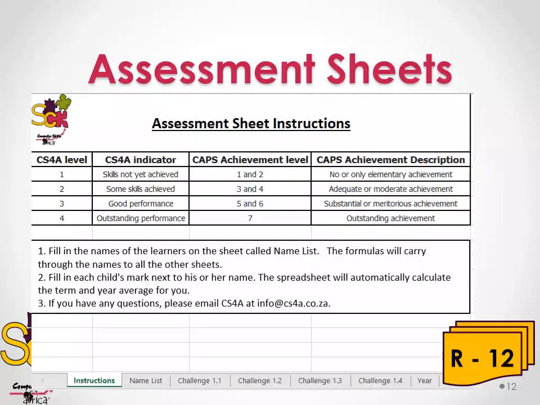What you do is, on the instruction sheets, you read exactly what it explains, how it works. Then you go to the name list and you fill in the names of the children. Then you go to the challenge sheet and you fill in what they have, how they have performed.